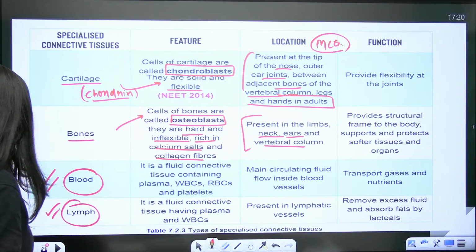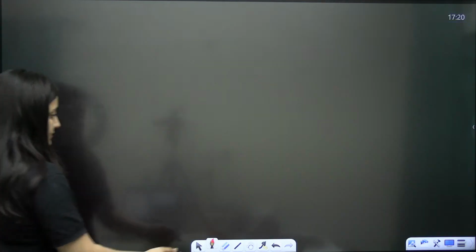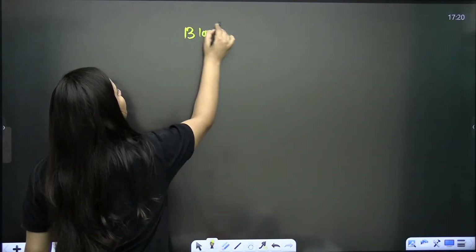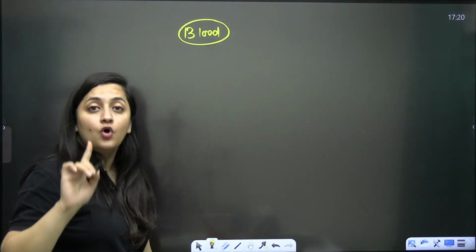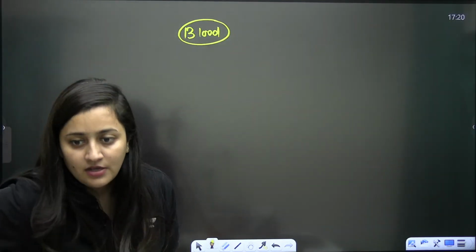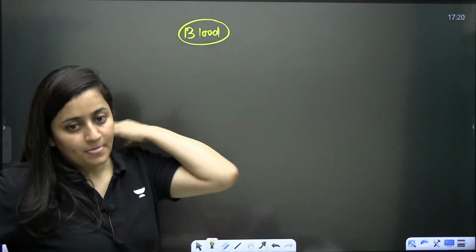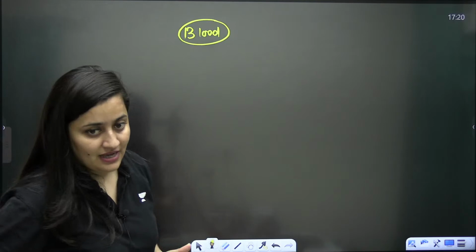So before starting the bone part, let me tell you about the blood. In blood, this is what you need to remember. Cells are not going to form the fibers here. So blood is the connective tissue in which fibers are absent.